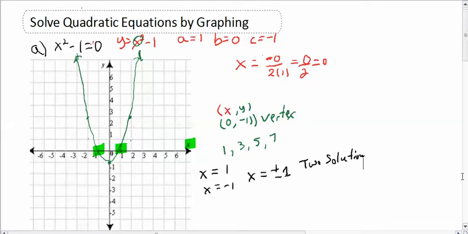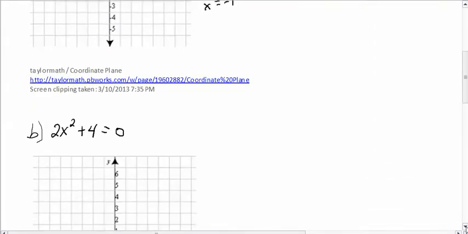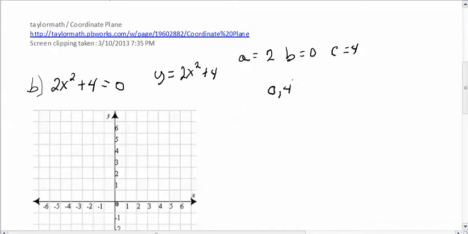Okay, so now let's do the next one, letter B. Okay, it's all set to 0. So now I'm going to rewrite it as an equation as y is equal to 2x squared plus 4. And again, my a is 2 this time. My b is 0 again. And my c is 4. So because it's in that special form, I know my vertex is going to be 0 and 4, because the c is going to be your y when it's in special vertex form.